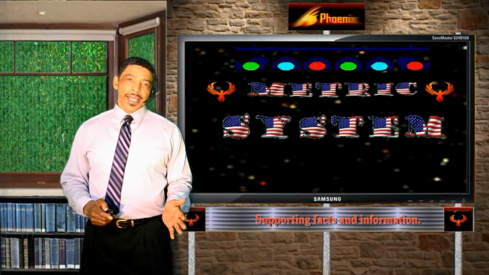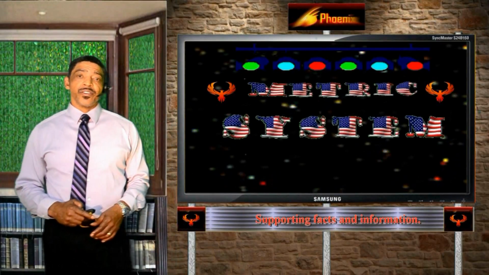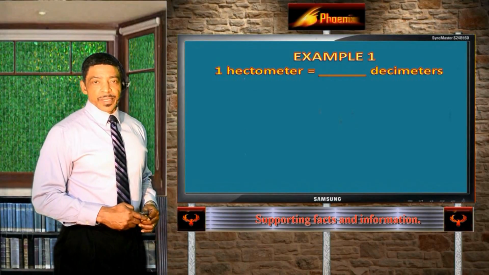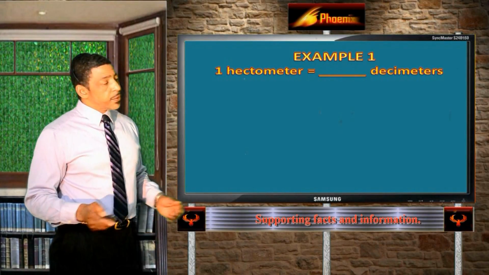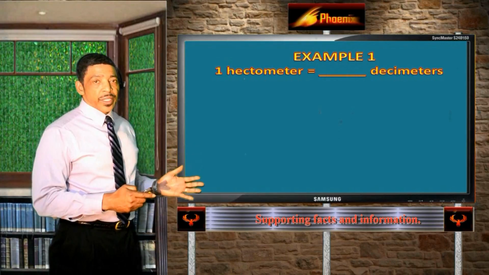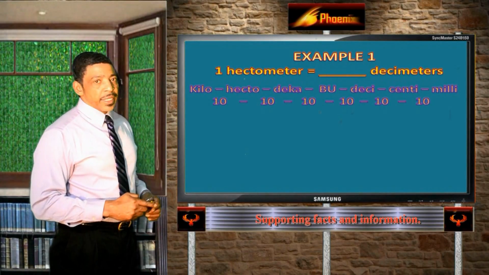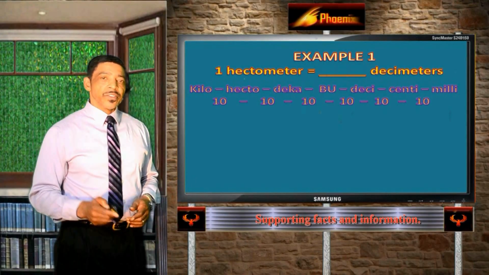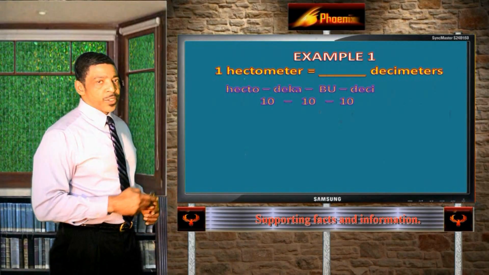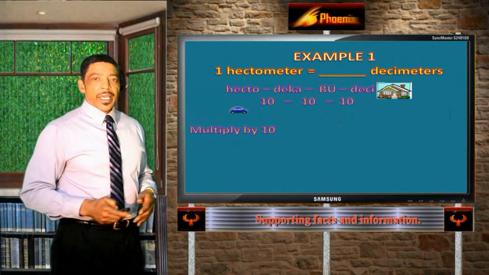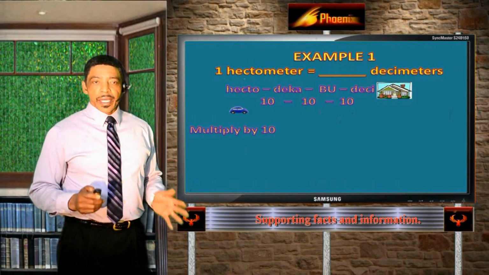Now for some practice. Consider the following example where we're asked to convert 1 hectometer to decimeters. The first step is to write a simple metric scale, placing the base unit, or BU, in the center. Now eliminate the unneeded portions and set a destination and an origin. In this case, the destination will be deci, and the origin will be hecto.